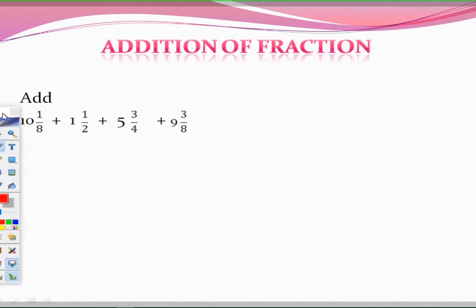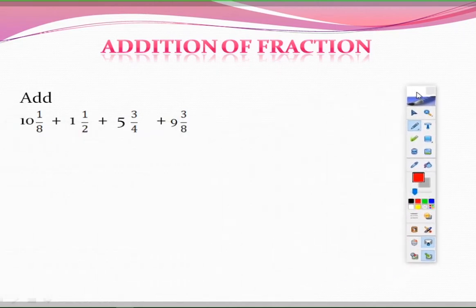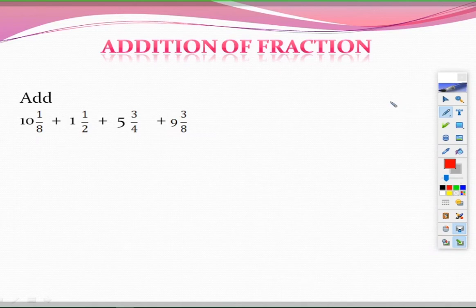Now here you can see addition of fractions. A group of fractions is given as mixed numerals and we have to add them. So first we have to change the mixed fractions into improper fractions. That is 81 by 8, plus 2 1s are 2 plus 3 is 23 by 4, plus 75 by 8.